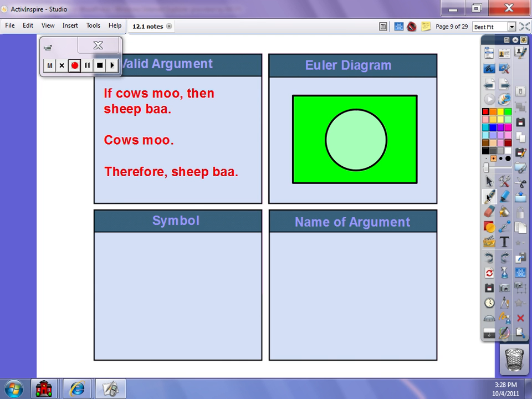All right, our first argument is: if cows moo, then sheep baa. Cows moo, therefore sheep baa. Our conditional statement, which is the first of our premises, is P implies Q. Cows moo is our P statement, and therefore sheep baa is our Q statement. So our symbols are going to look like this: if P, then Q; P; therefore Q. This type of argument is called modus ponens.